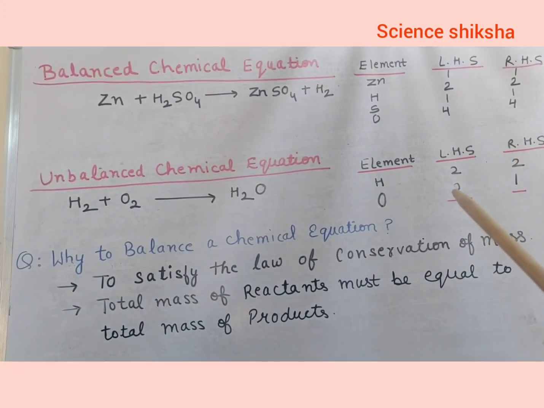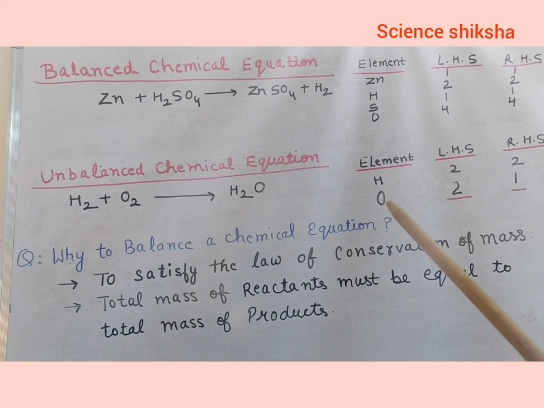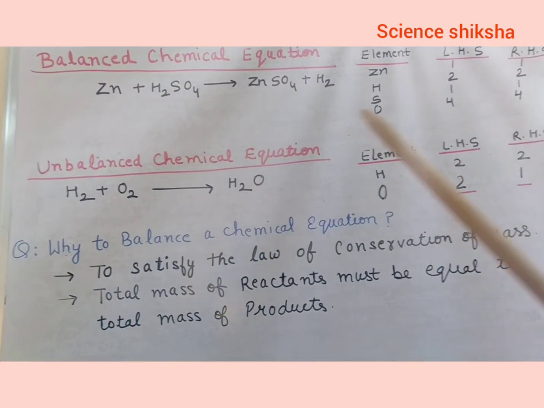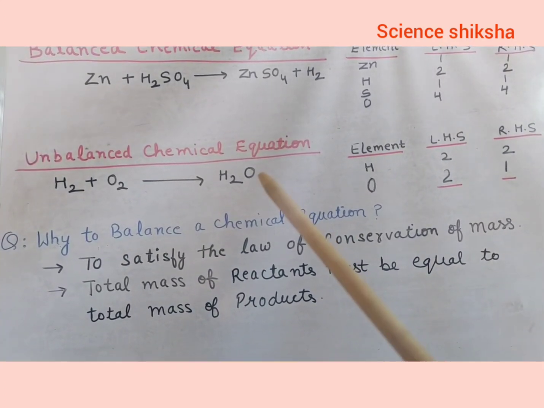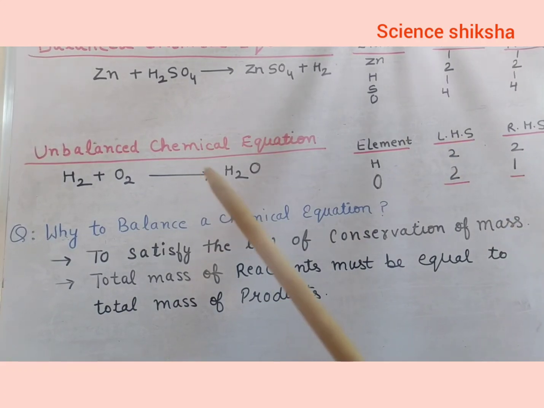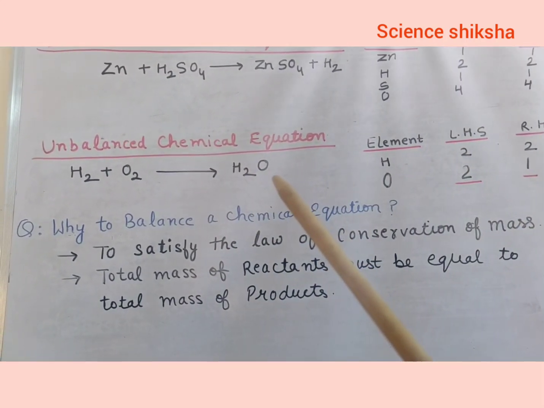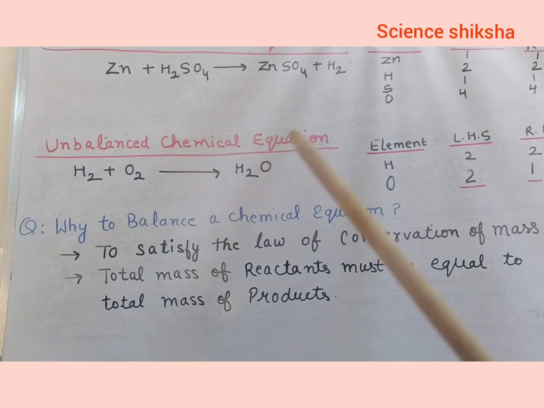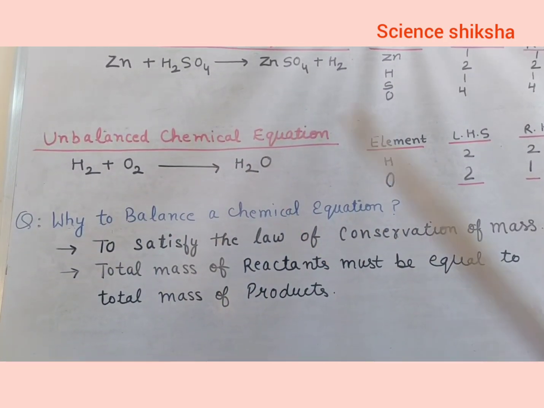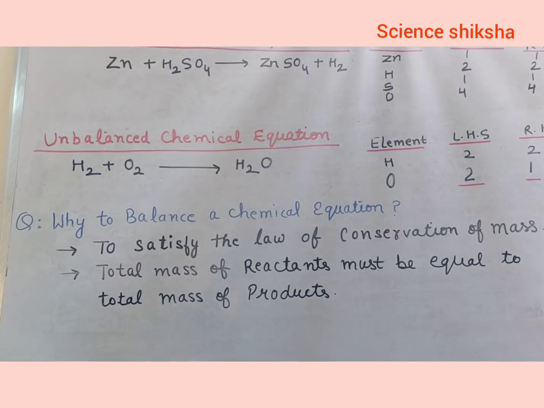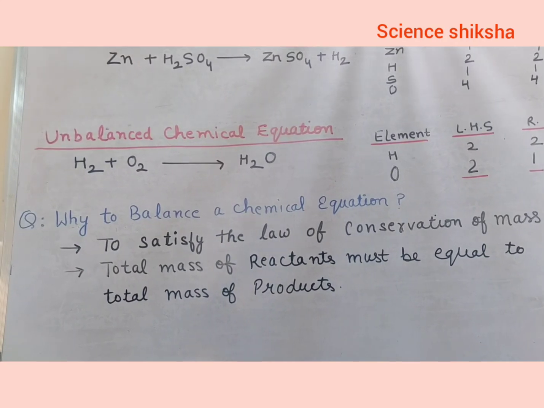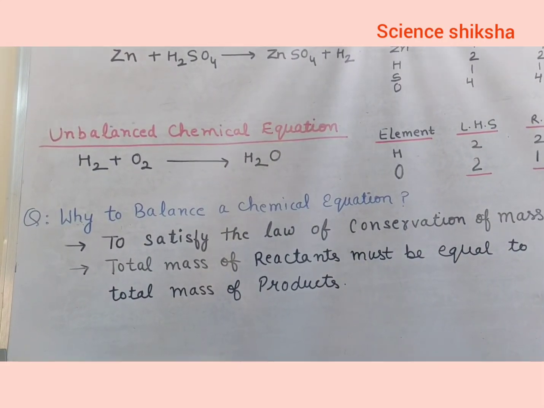Now look here, the number of atoms of oxygen on the left hand side is 2 and on the right hand side is 1. This means this chemical equation is unbalanced. So an unbalanced chemical equation can be defined as the equation in which the number of atoms of different elements on the two sides of the equation are not the same or equal.